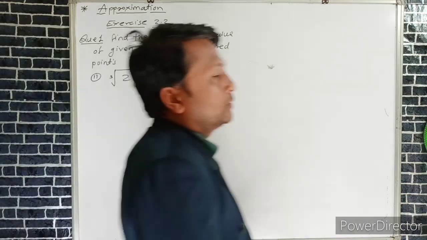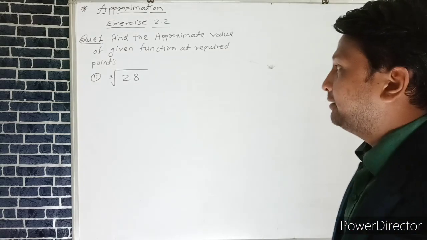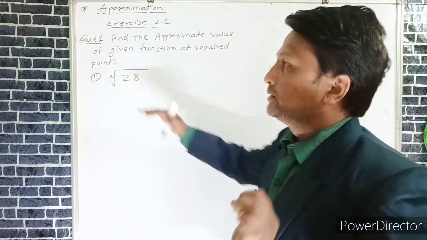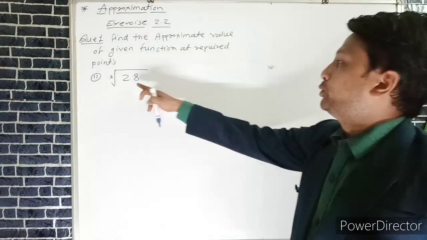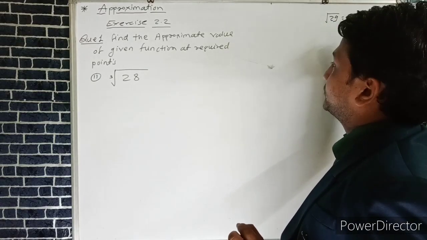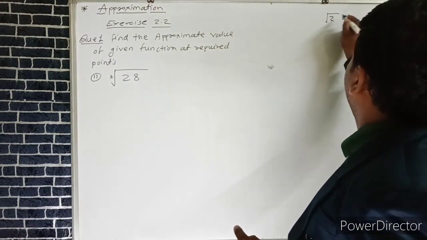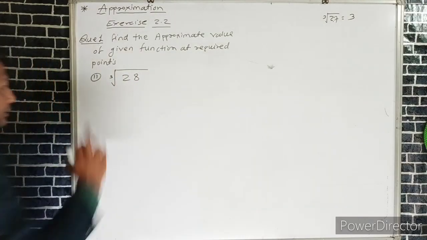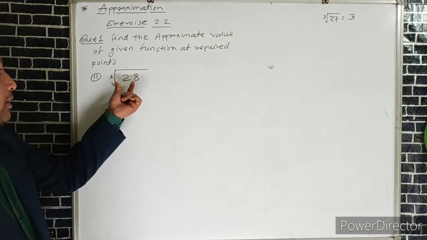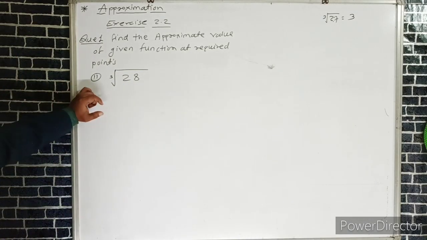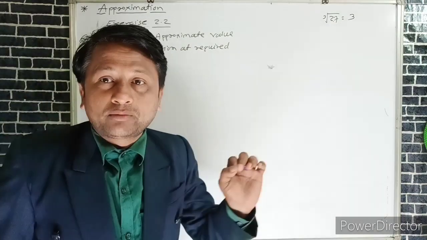So the next one, which is the second, we have to find the value of cube root of 28. The exact value nearer to cube root of 28 is the number 27, whose cube root is 3. Here, to find the value of cube root of 28, we can use the rules of approximation. By using the rules of approximation, we can find the value of cube root of 28.